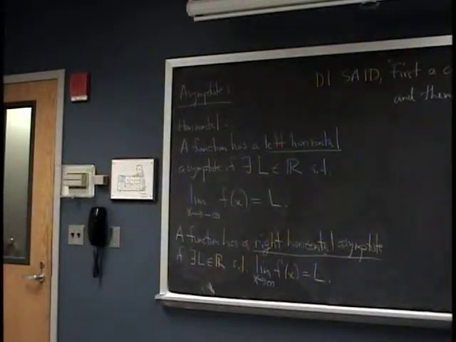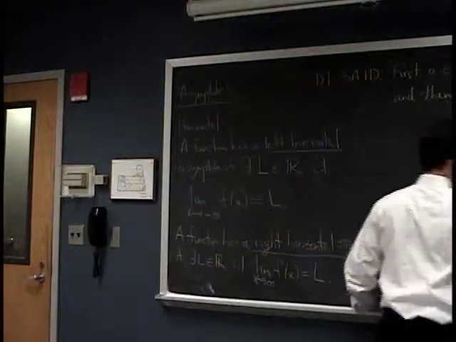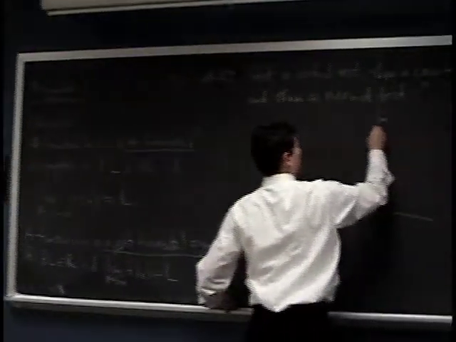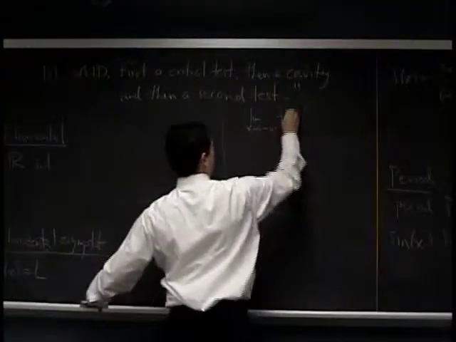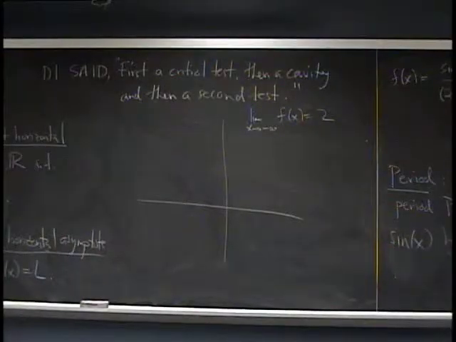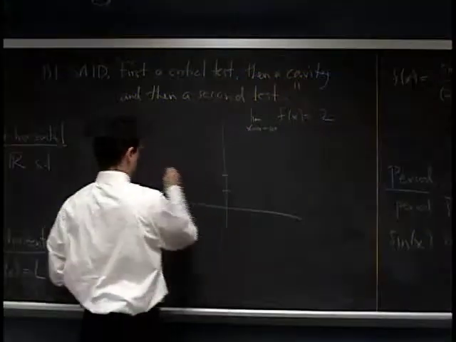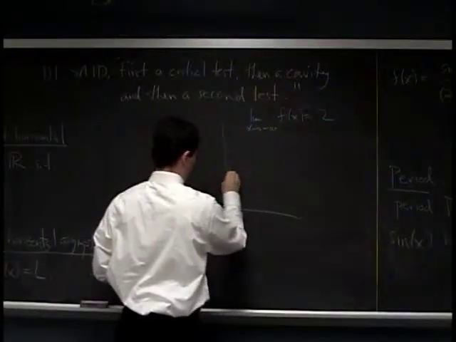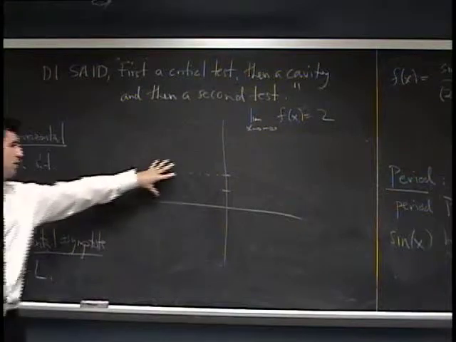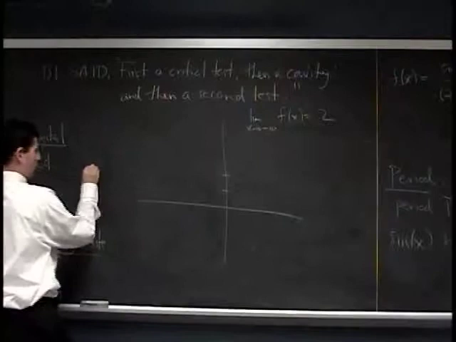What does it mean pictorially? Well, let's assume that I have some function f of x such that the limit as x goes to minus infinity of f of x is 2. So I can compute this limit, I get 2, and that means as I go to minus infinity, this function is approaching this value 2, the line y equals 2.